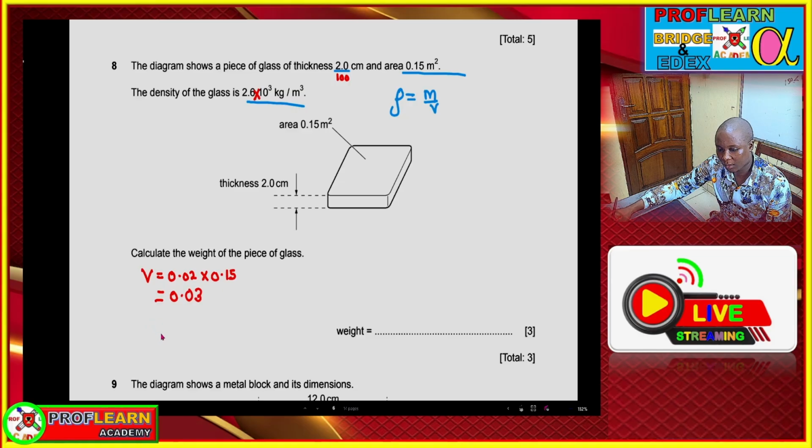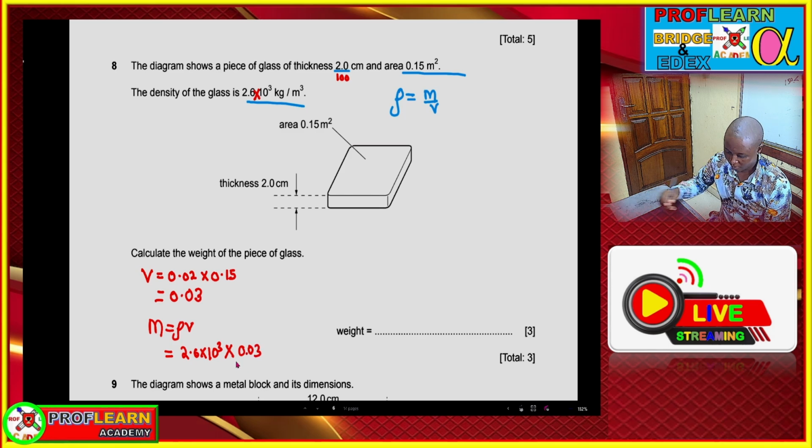Remember that mass is the density times volume, which is going to be 2.6 times 10 raised to power 3, times volume, which is 0.03. If you work it out, you're going to get your answer being equivalent to 7.8.